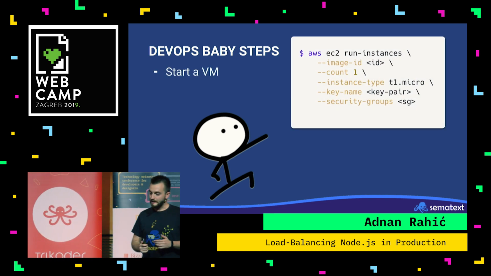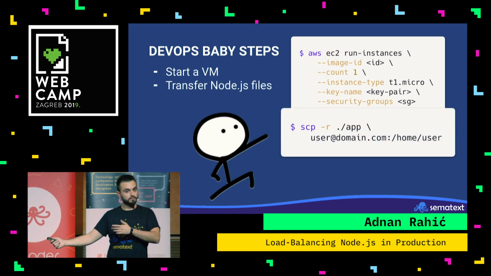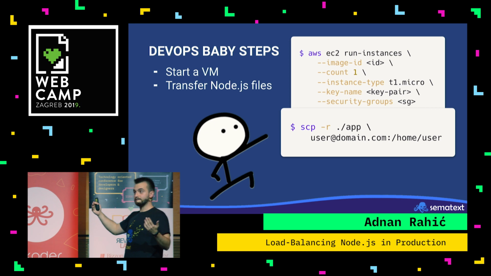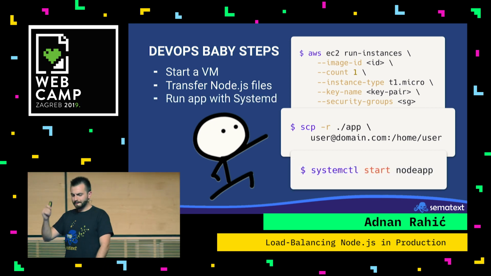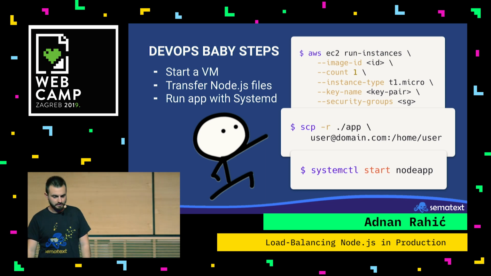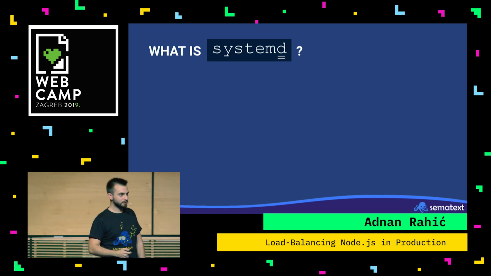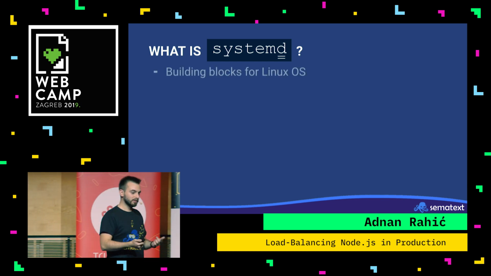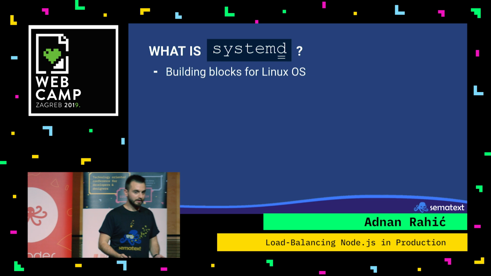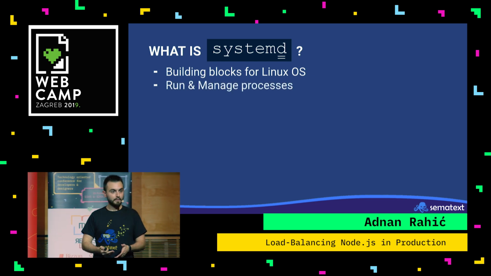And then, quite frankly, he transferred all of his node files to that server. And then he started this app with something called systemd. Now, why systemd? Do we have anybody who knows what systemd is? Sweet. Basically, systemd is software that provides the building blocks for a Linux operating system, meaning that you can run and manage processes in the system with this software.